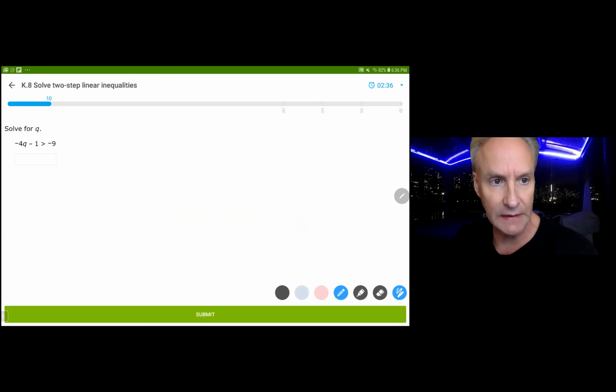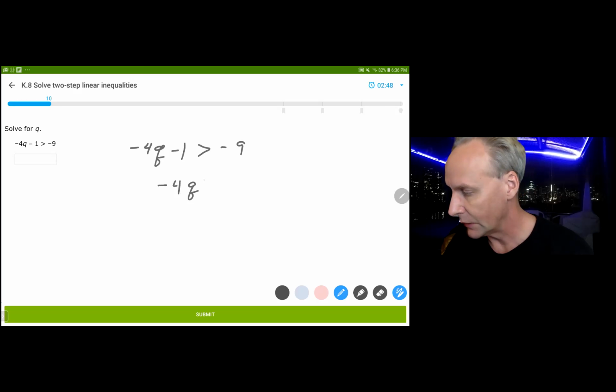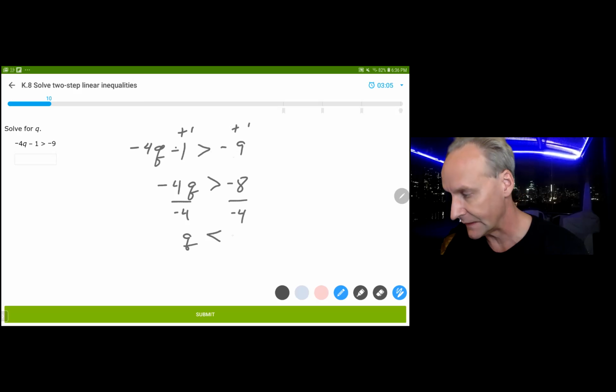And from now on, I'll just follow the rule. In this one, I'm going to write negative 4q minus 1 is greater than negative 9. I'm going to add 1 to both sides. I'm not going to show all the steps every time, but adding 1 doesn't change anything. That is negative 8. I added 1 to both sides. And I'm going to divide by negative 4. Now that is going to change the sense of my inequality. Q is now going to be less than 2.